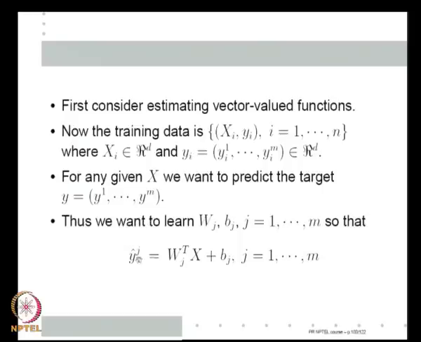My prediction model would be the estimate of the jth component in the target, y hat j, is w j transpose x plus b j. What does that mean? If I just take this data and split it into many data sets, x i, y i1 is one data set, x i, y i2 is another data set, x i, y i3 is another data set, and so on.